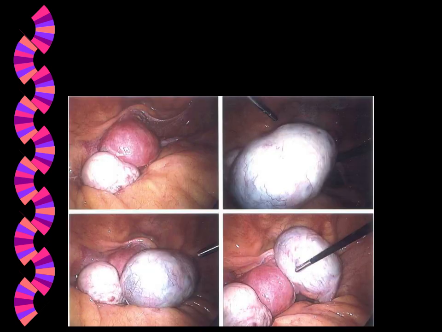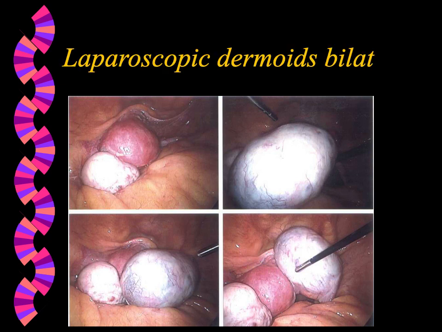And what we can see here is the laparoscopic pictures. In the top left corner, the pink is the uterus, the white is the ovary, and you can see that her right ovary is more enlarged than her left ovary. And again, we try and shell out these dermoid cysts. And this patient had bilateral dermoids.